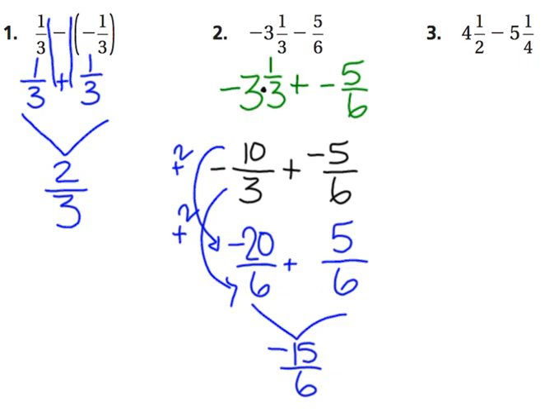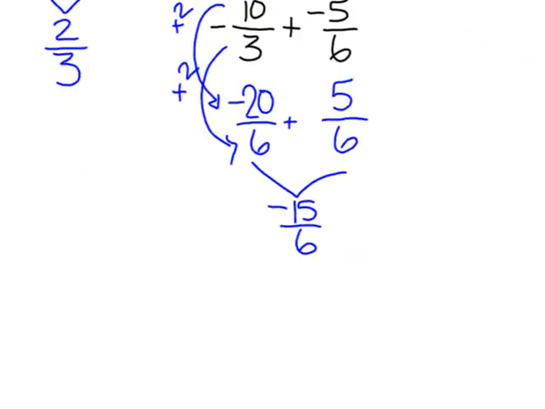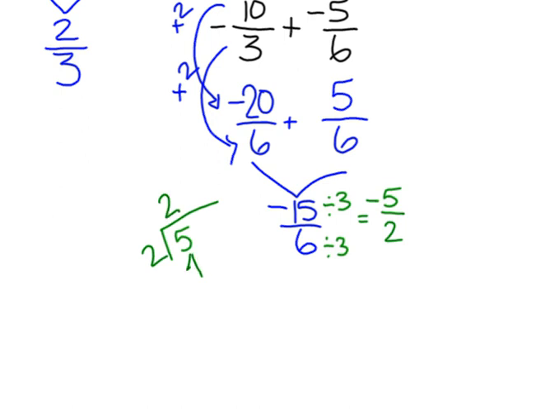And then I can add negative 20 plus negative 5, which is negative 15. And then I can both simplify and change this into a mixed number. These can both be divided by 3. So we'll get negative 5 halves. And then I can change negative 5 halves by dividing. 2 goes into 5 twice, with 1 left over. So that tells me that negative 5 halves is equal to negative 2 1/2.